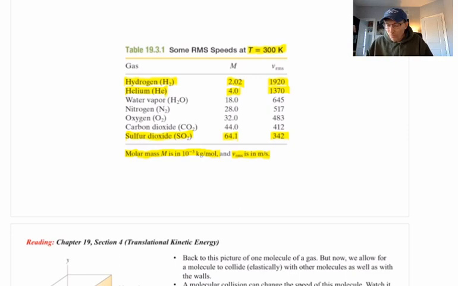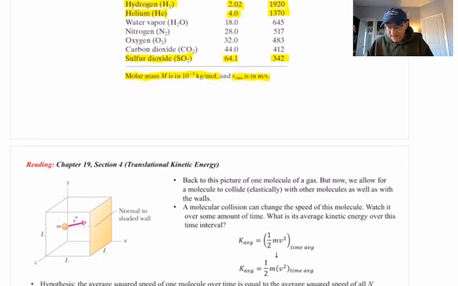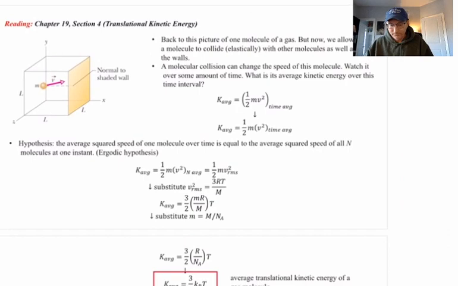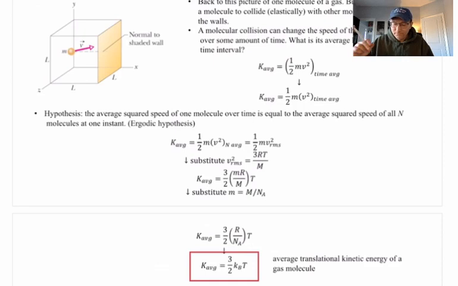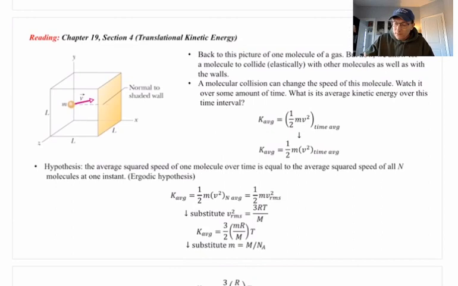Okay, well, one more topic. Chapter 19, Section 4. Okay, let me bring that back down here, sorry. Section 4, translational kinetic energy. We got an expression for RMS speed. That's what you want to take away from the previous section, the formula for RMS speed, although the formula for pressure that I highlighted is also sometimes useful. Now we want to talk about what's called translational kinetic energy.